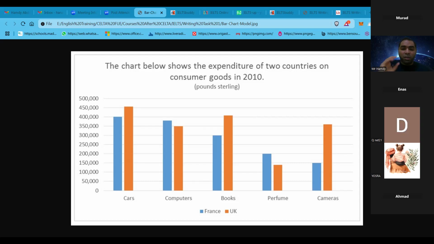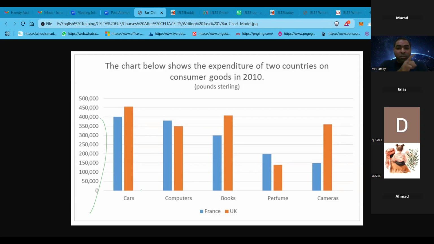But how can I write the first words? How can I use my first words? Go ahead, no problem. I can start with: even though cars reached the peak in the UK with almost 400,000, cameras got the lowest interest, for example, around 100.